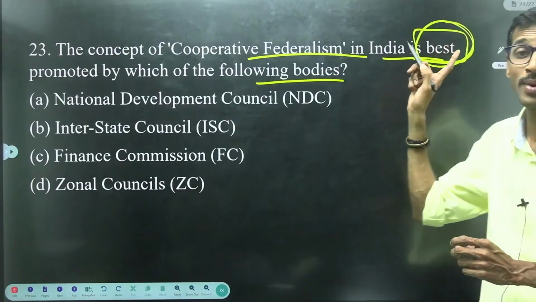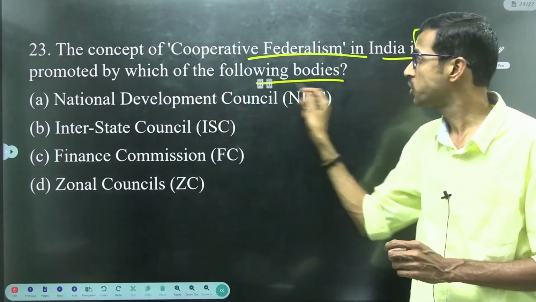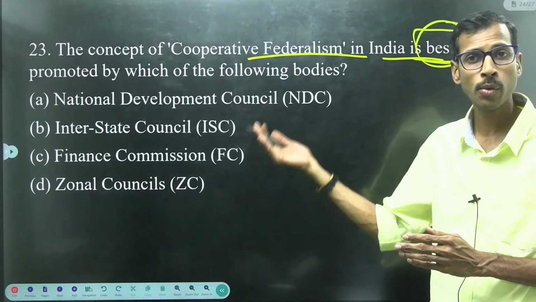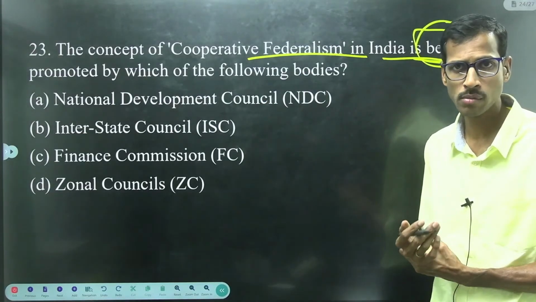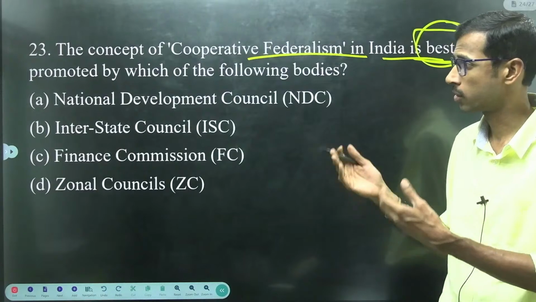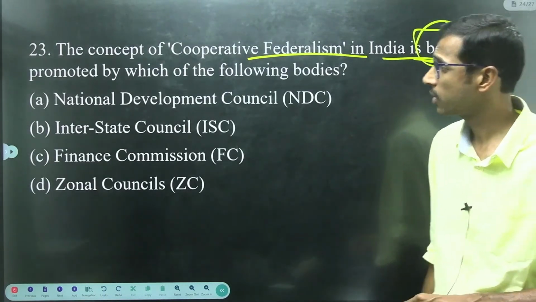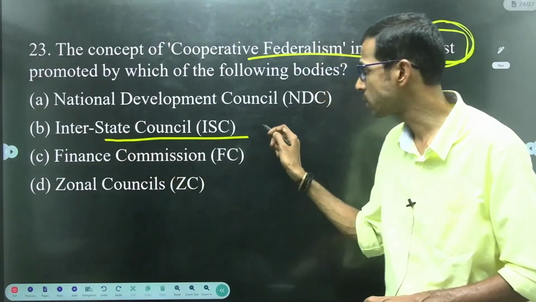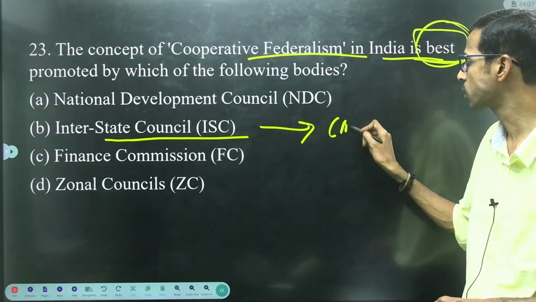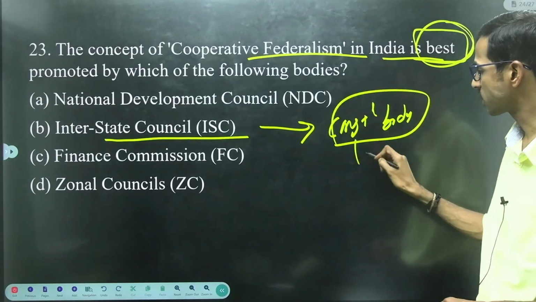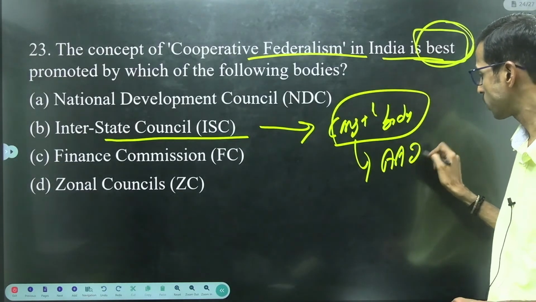They have asked "best", right? By which of the following bodies? If you check, all these are promoting cooperative federalism in any case, including their powers and responsibilities, etc. But here, if you see, the Inter-State Council is the only constitutional body that was established under Article 263.